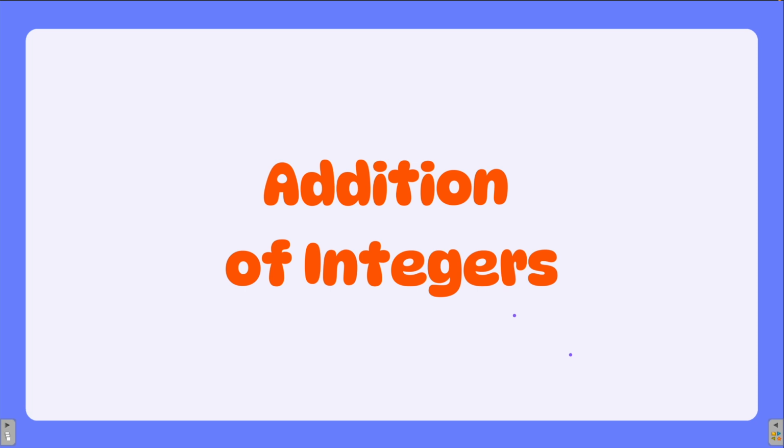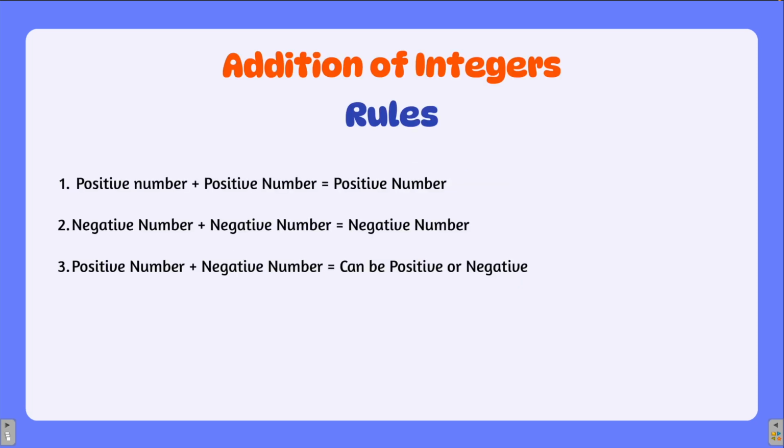Now, let's start. First of all, there are three rules of addition of integers, and those rules are: a positive number plus a positive number gives you a positive number. A negative number plus a negative number gives you a negative number, and a positive number plus a negative number can be positive and can be negative. Confused? Let's clear your confusion one by one.